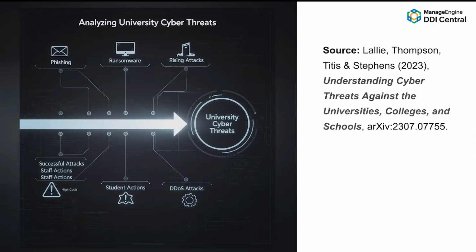So, why am I showing this in a DDI session? Because across all these attack types, phishing, ransomware, DDoS, and internal mistakes, there's a common dependency. Every path still relies on DNS to reach and DHCP to exist on the network. That's the lever here. If we harden DNS and DHCP as a governed control layer, we are not solving one threat, we are reducing the blast radius across many.